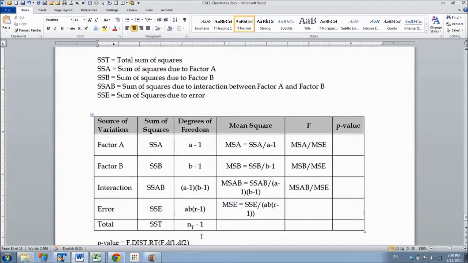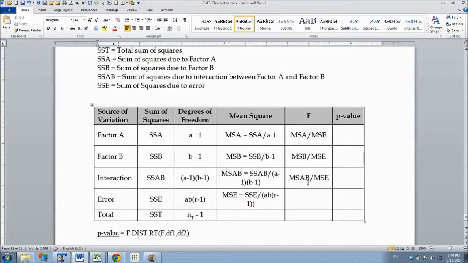Now we use the F.DIST.RT function to find the p-value for each of these three cases, and using the p-value we can then conclude the three tests. In the next video we look at a numerical example of the factorial design.